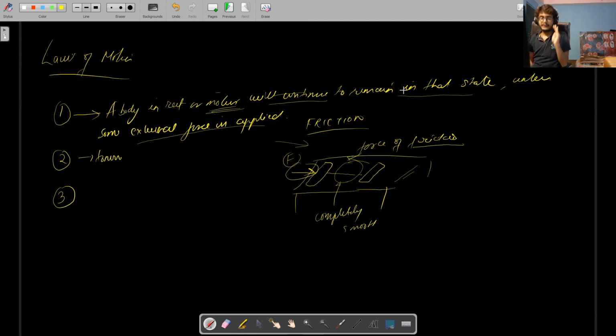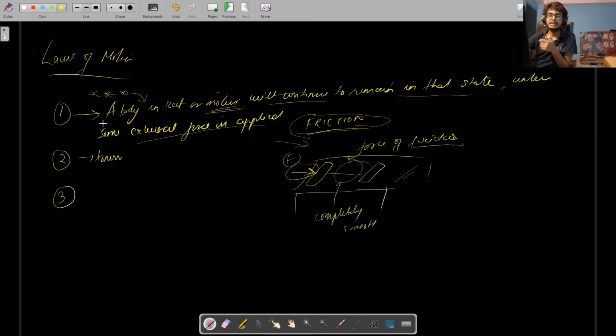Clear? So friction is the force that will be against the motion of the body, and that will be applied by the body or the surface in which the body is moving. So if you are rolling a tube on a tabletop, the tabletop will apply a force of friction that will oppose the motion of the cylindrical tube. So that is friction.